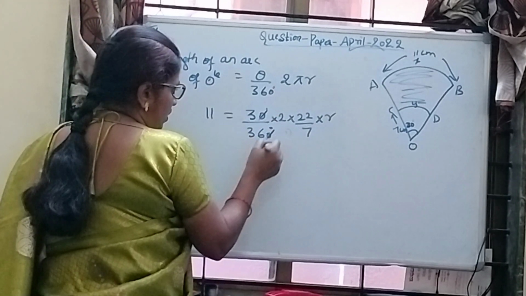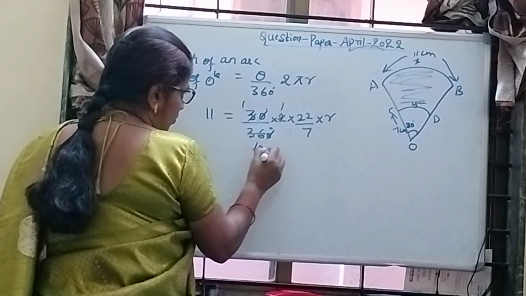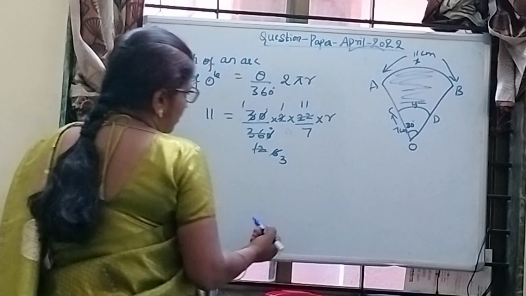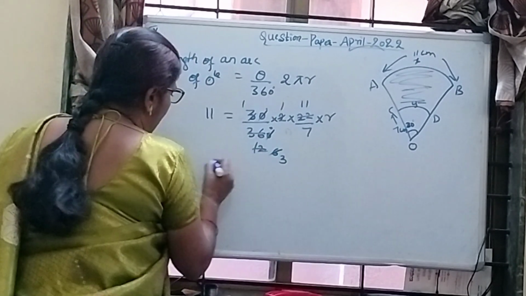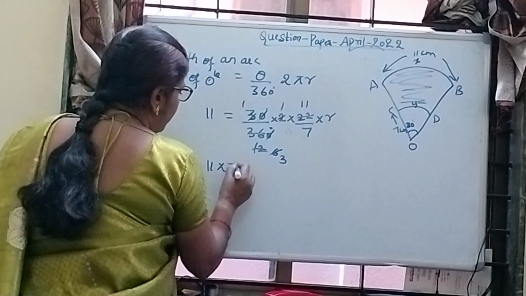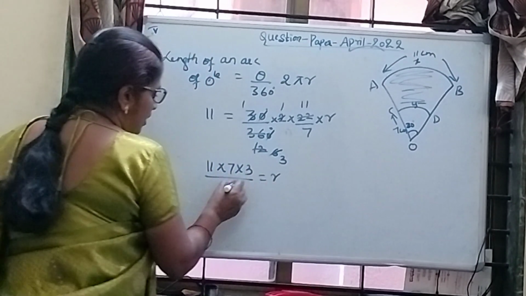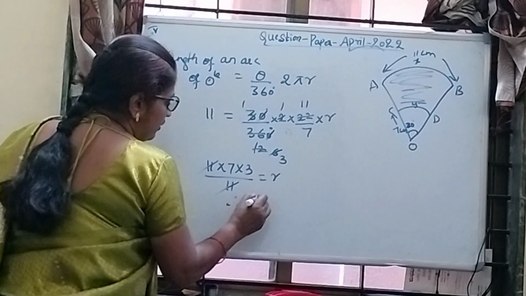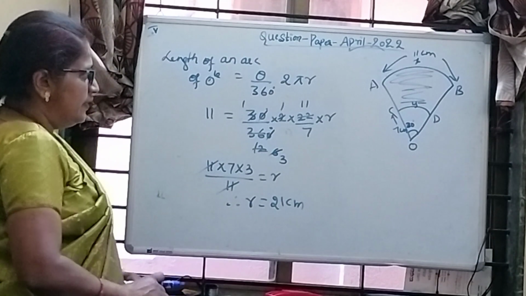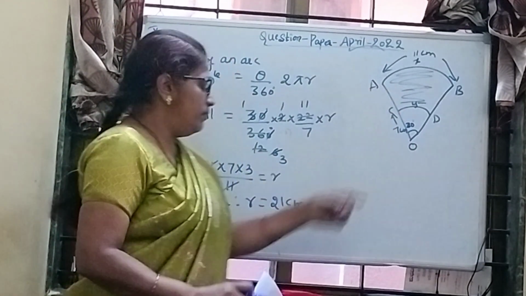So 3 ones are 3, 12s are... 2 ones are 2, 6s are 2, 3s are 2, 11s are. So it becomes now 11 into 7, this 7 is there, into 3 divided by 11 is equal to r. 11 gets cancelled. Therefore, r is equal to 21 centimeters. That is for this sector AOB.